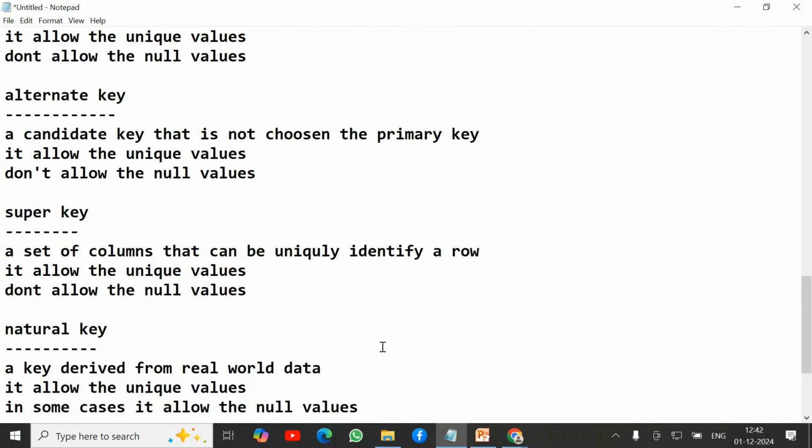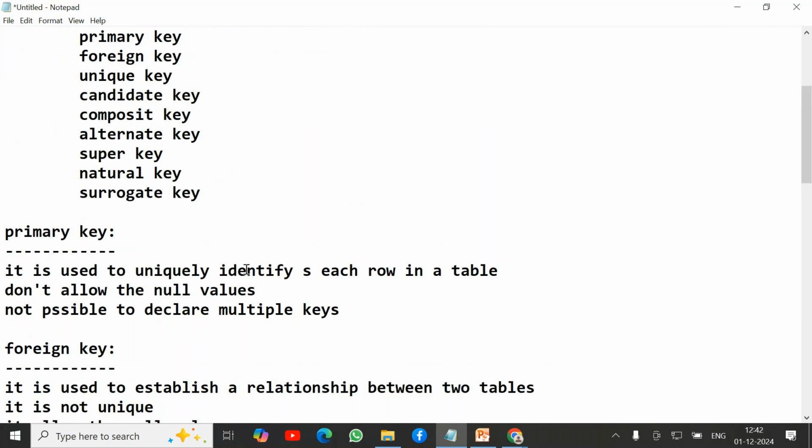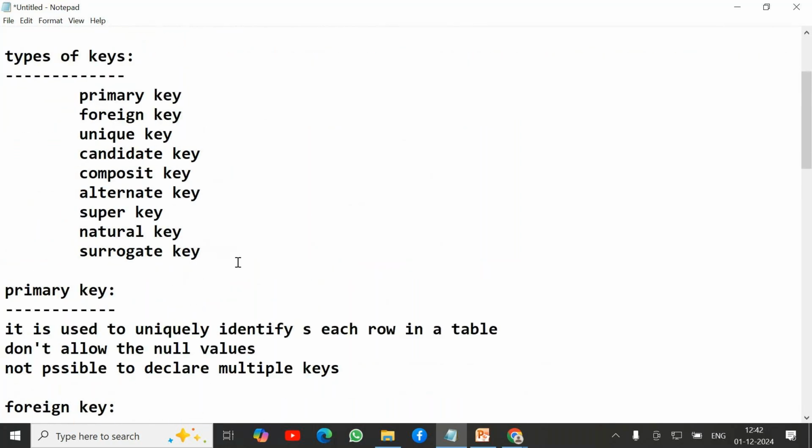Okay, this is about keys. What are the keys? Primary key, foreign key. Next one, unique key, composite key, candidate key, alternate key, super key, natural key, and the next one, surrogate key.